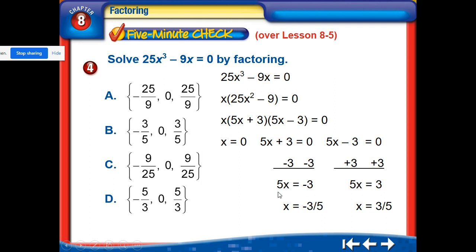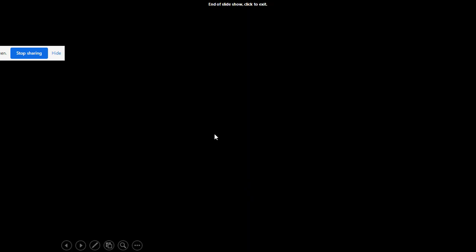So minus 3, 5x equals negative 3, so x equals negative 3/5. Plus 3, 5x equals 3, and x equals 3/5. So we have 0 from here, negative 3/5, and positive 3/5, which is B. And that's what I have for you today.